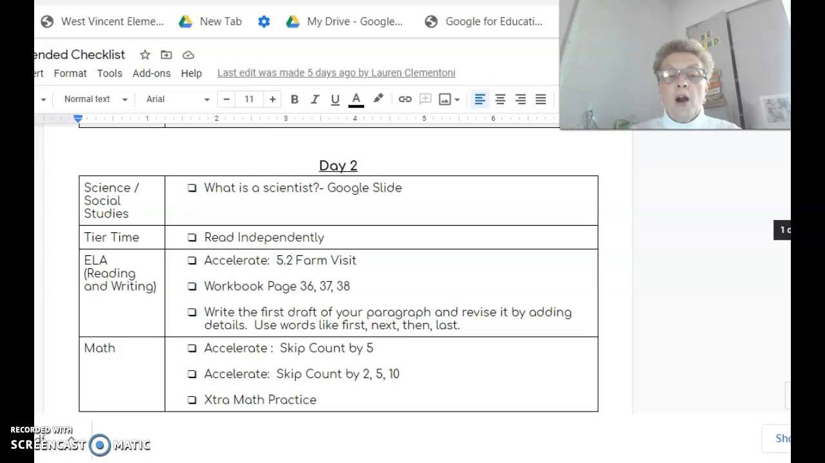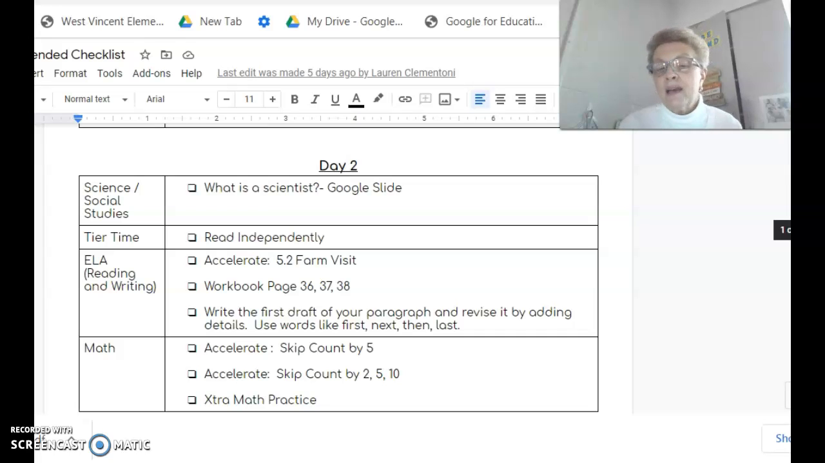In language arts, you are completing Accelerate Lesson 5.2, Farm Visit. You are completing pages 36, 37, and 38. And you are writing the first draft of your paragraph, and you are revising that first draft by adding details. Make sure that you have words like first, next, then, last. Remember, when we revised our pumpkin carving how-tos and we added those details that made our directions much more interesting. I want you to do that today.